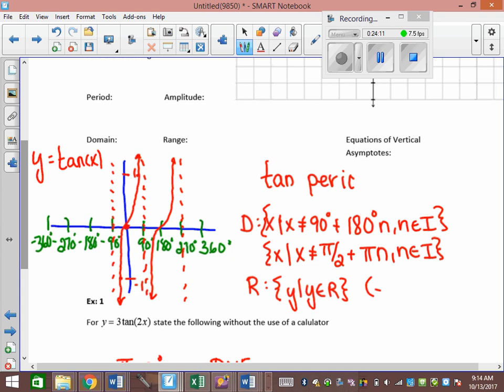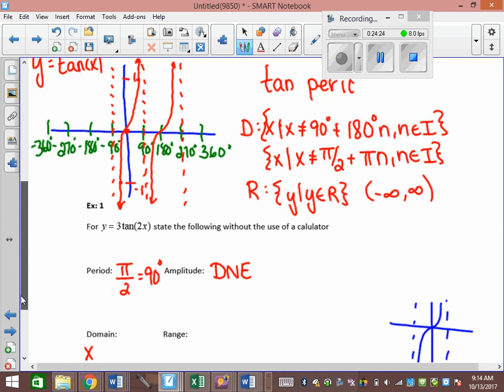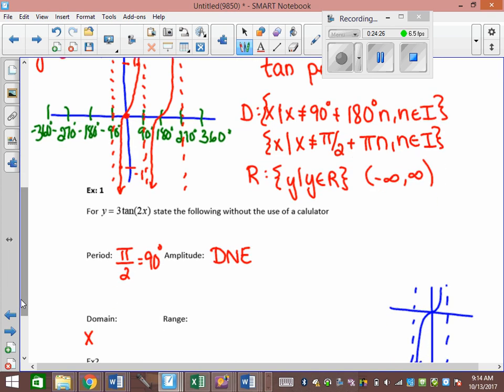Or if you want an interval, it would be negative infinity, positive infinity. So that's a basic tan, right? Now, if we move to this tan here, what's the domain? Well, this one, the period is shorter, right? It's not at 180 now, it's at 90 between each, right?